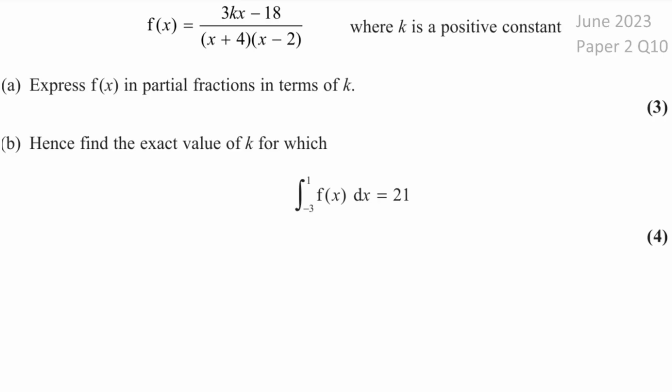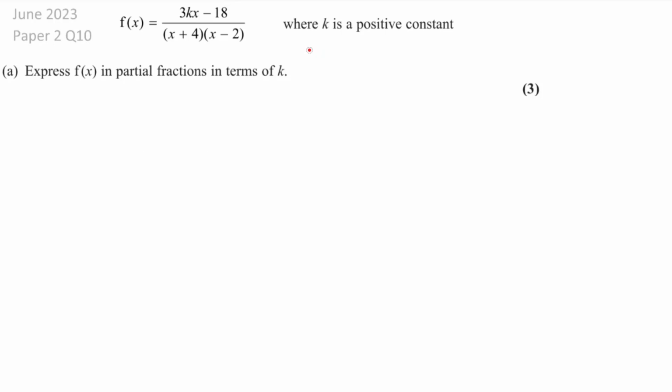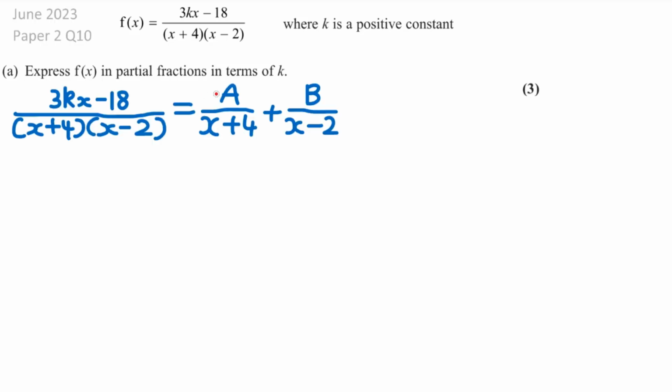Okay, so for part A, we need to express this fraction here as partial fractions, and as we've got these two brackets in the denominator, x plus 4 and x minus 2, we're going to split these up into two partial fractions with the numerators a and b, and we need to find what a and b are.